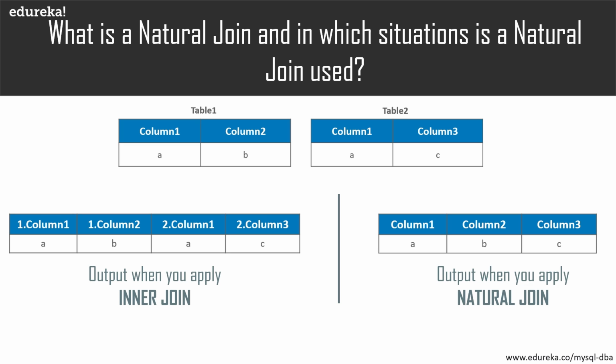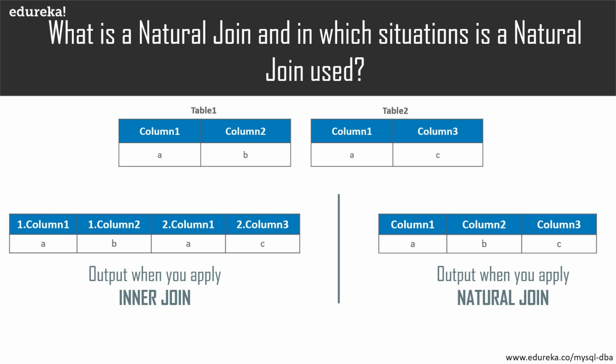So for example, if you see on the screen, we have two tables, right? That is table 1 having two columns and table 2 having two columns over here. Now table 1 had column names column 1, column 2, and table 2 again has column names column 1 and column 3. Now if you apply a natural join on both these tables, you'll clearly see that you'll get an output as column 1, column 2, column 3 and the respective records.